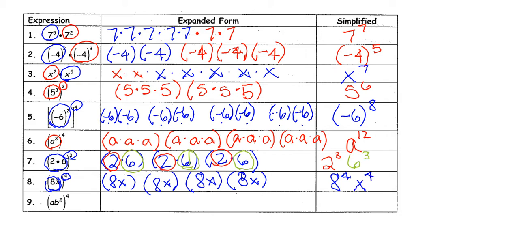And if you count how many 8's there are, there are 4 of them. That's how I got the exponent. And for the x's, there are 4 of them as well. So 8 to the 4th power, x to the 4th power.